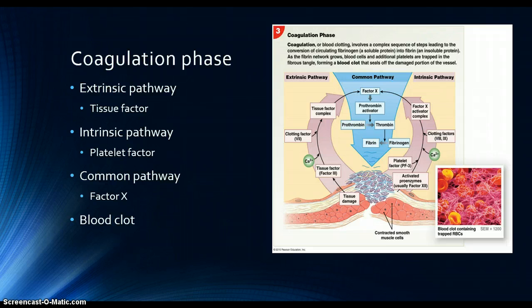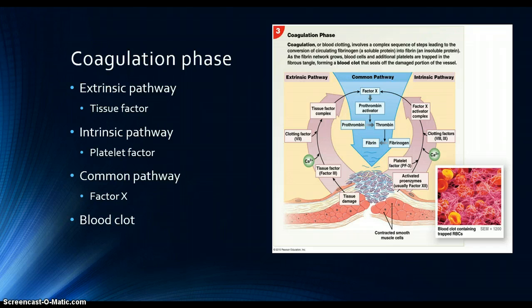In the common pathway, we have some very important things happening. Factor 10 will react with prothrombin activator, which converts prothrombin, which normally exists in the plasma, to thrombin. And once thrombin is converted, then it will work with fibrinogen, and if you recall, that is one of the important plasma proteins. The fibrinogen is converted to fibrin, which is a filamentous protein.